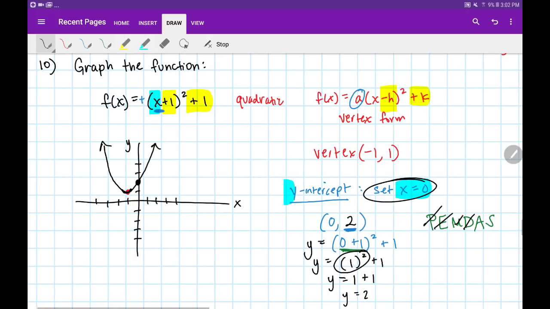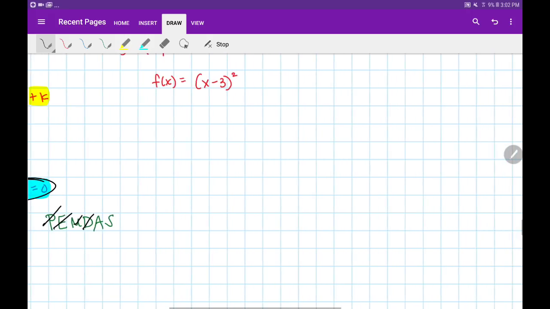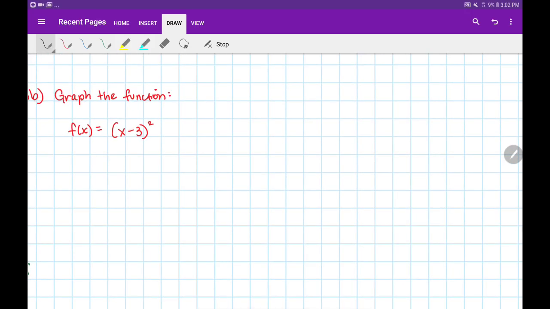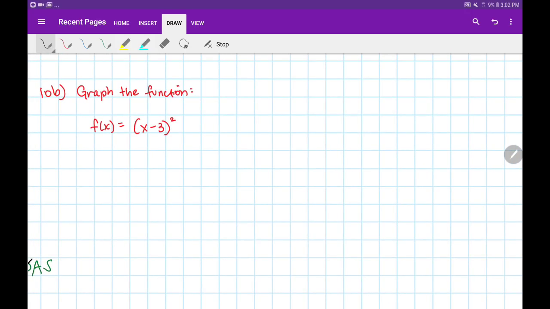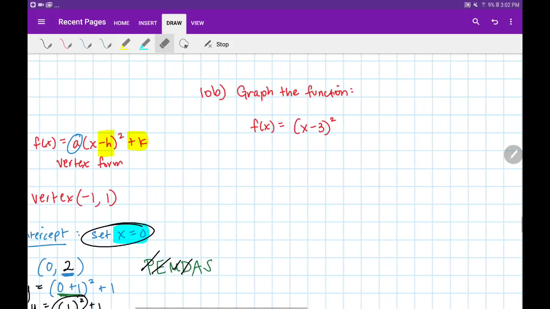If you felt comfortable with that, you want to try another problem on your own, go ahead and write this one down. Graph the function x minus 3 whole squared. So notice here we're actually missing an outside number. So you have to ask yourself, what number is really being added at the end if it's invisible? It's not going to be 1. Okay, it's something else. I'll just tell you it's 0. Whenever you're missing an inside number or an outside number, that number is 0. Go ahead and graph it from there.